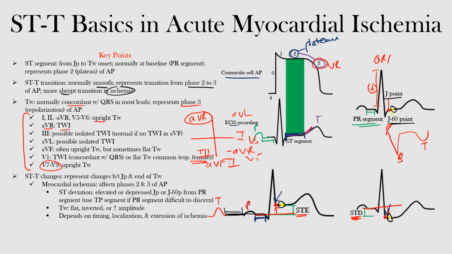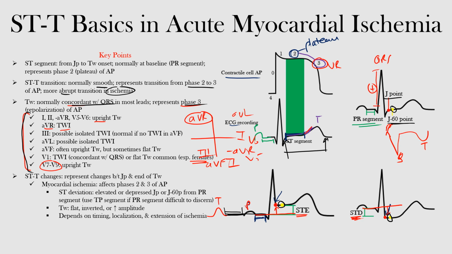Now the T wave, we said, is normally concordant, going in the same direction as our QRS complex in most leads. It represents phase 3, that repolarization phase. We mentioned a number of normal variants in which we can see the T wave that are listed there. You can keep them handy as reference. The STT changes, remember, represent changes between our J point, here, and our T wave. So this region here we consider our STT changes.